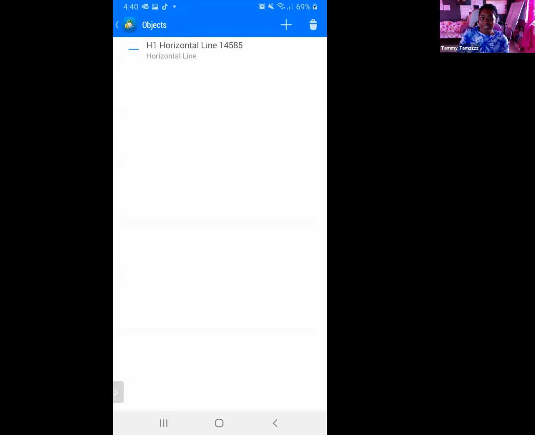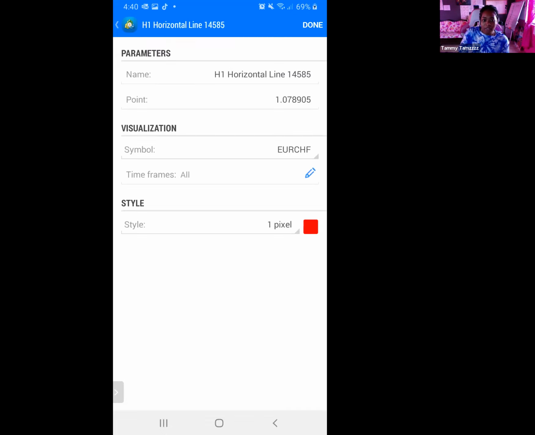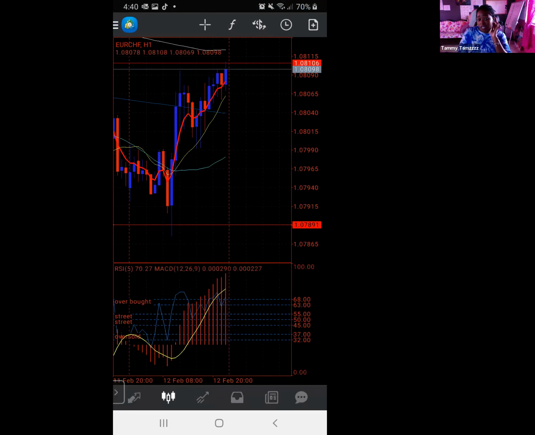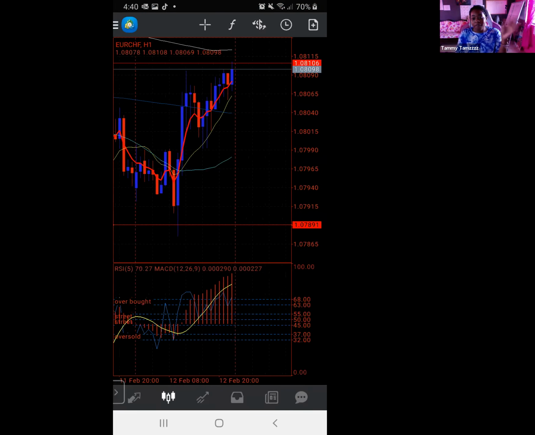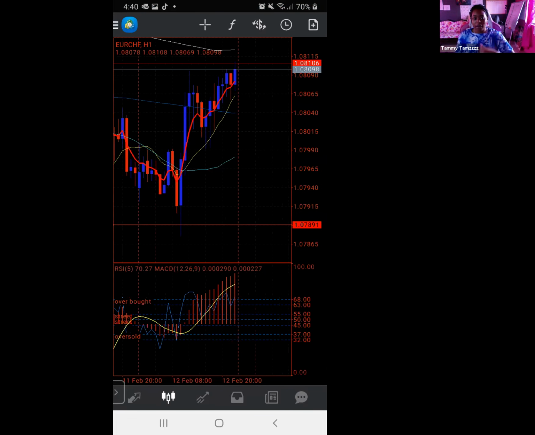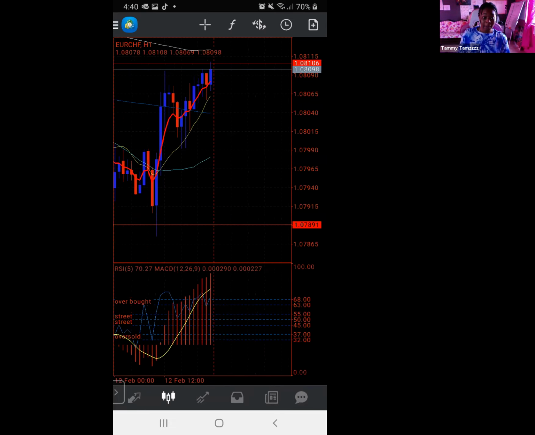When you tap that, it's going to take you to the objects page. On the objects page is where you're going to see the horizontal line. When you tap on the horizontal line, you could decide to change the color. You could do whatever you want, it's really up to you. Then it'll take you back to your chart, and then tap on the chart again, and the horizontal line is going to come up on your screen, and you can drag it up and down to see the price highlighted on the right.